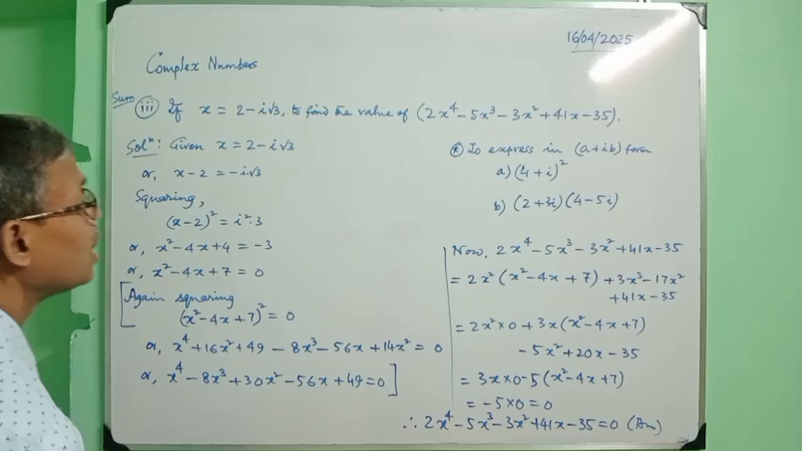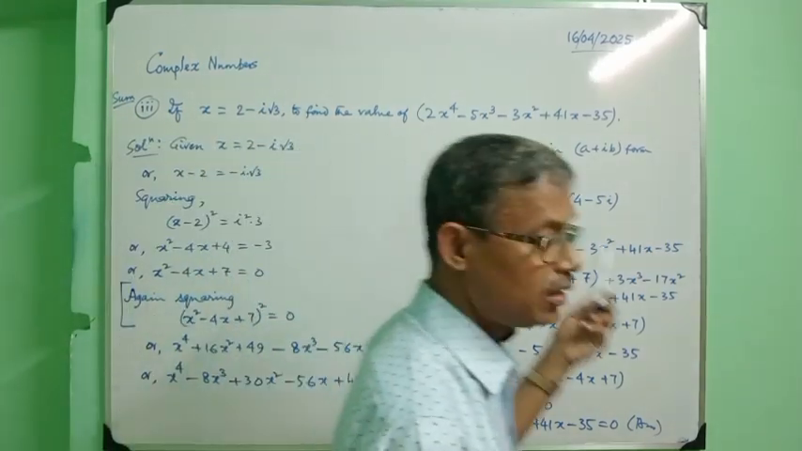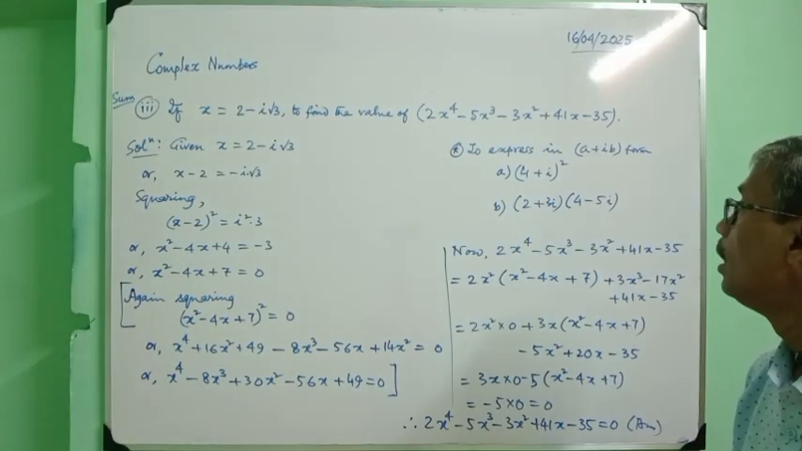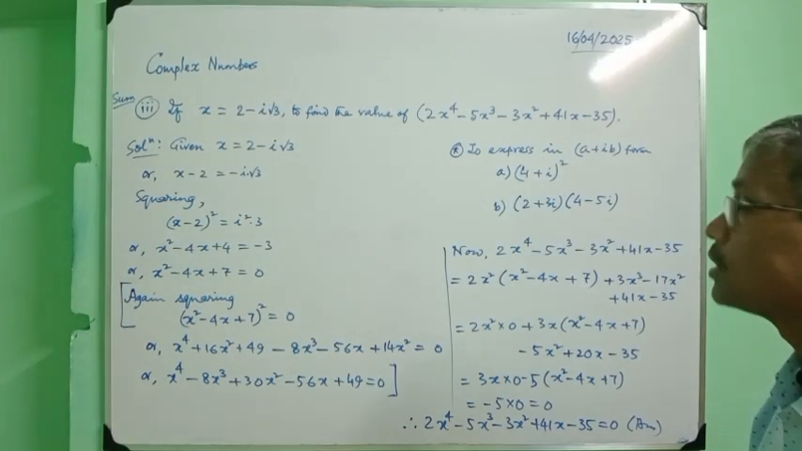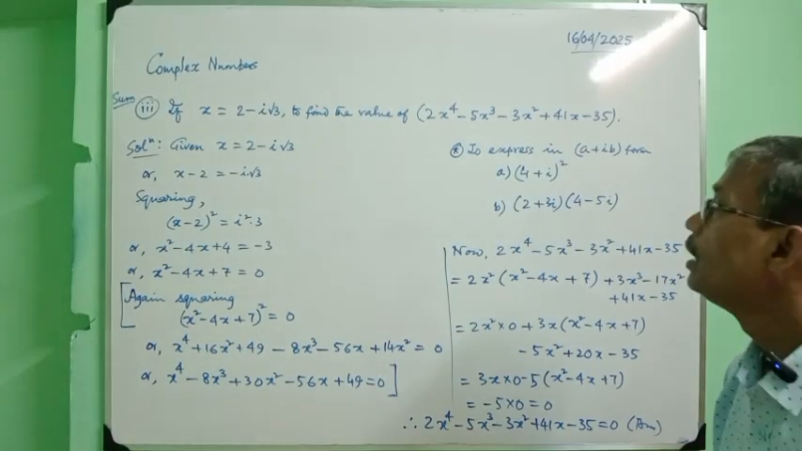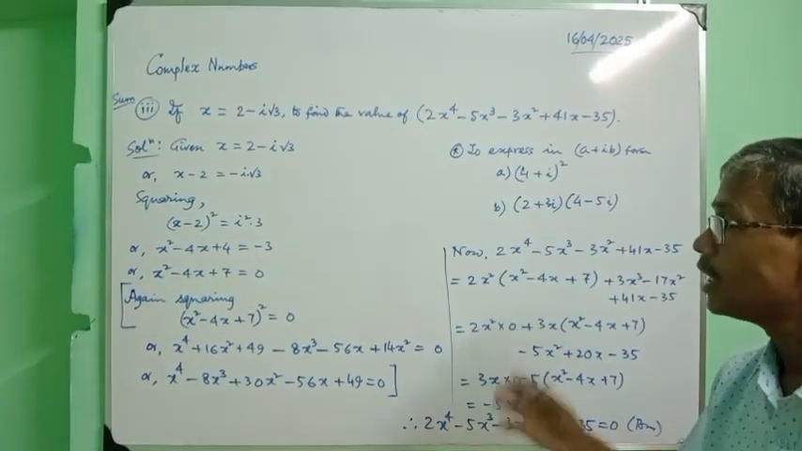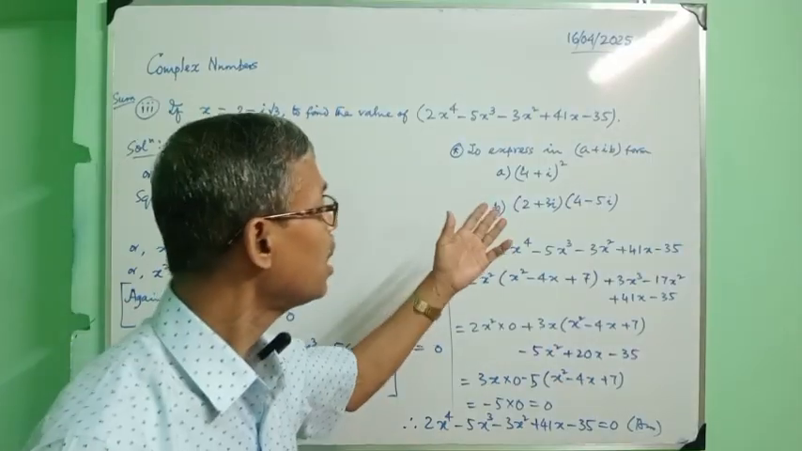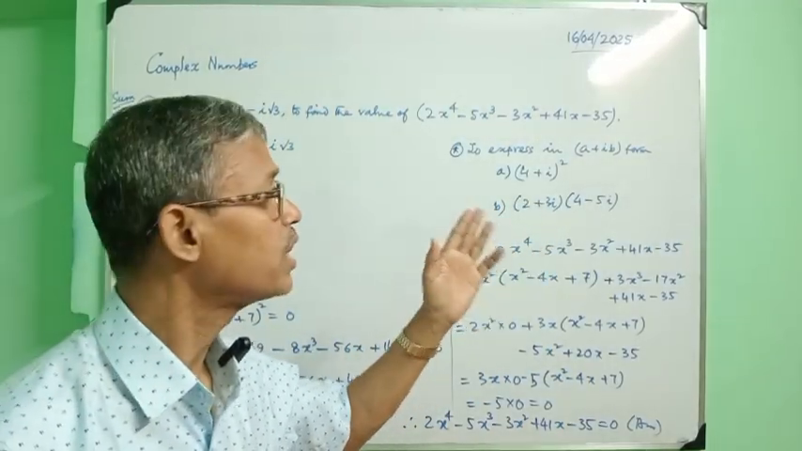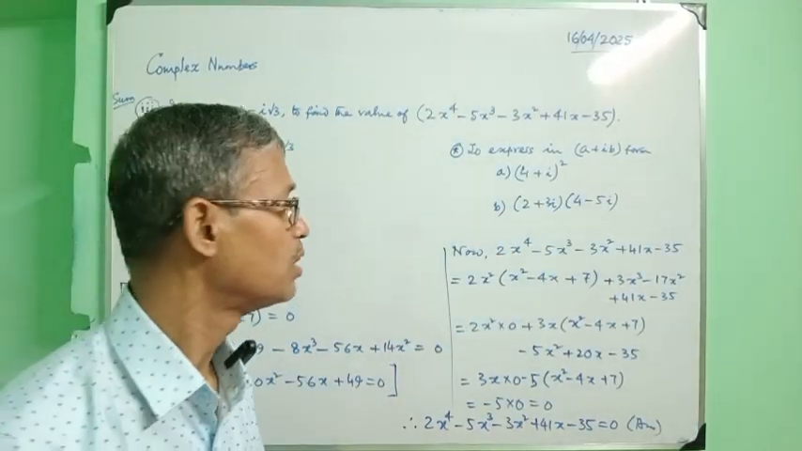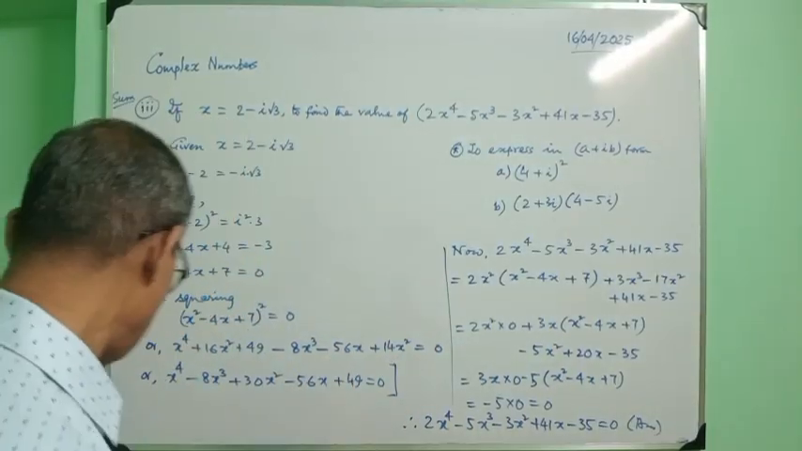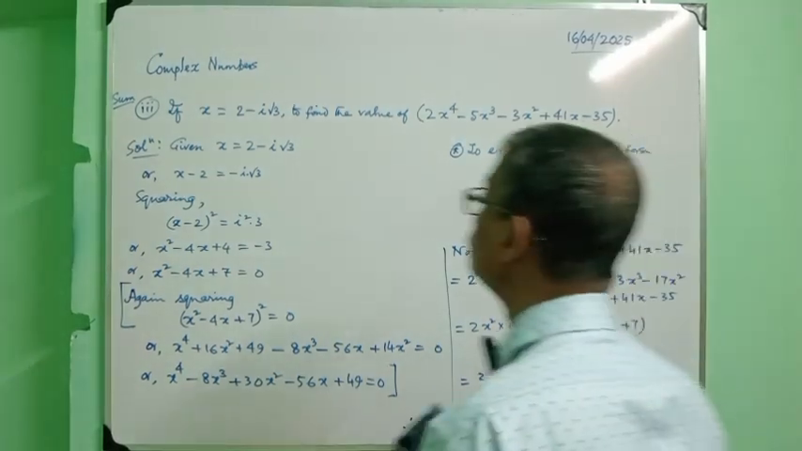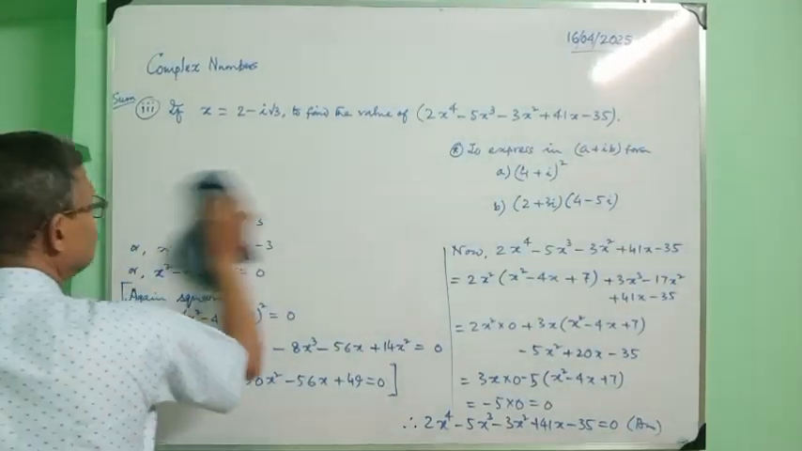Next sum, we will get various sums like this. A complicated expression will be given. You are to express that expression after simplification in the a plus ib form, that is also called the standard form in case of complex numbers. What will be the solution? Let me solve.